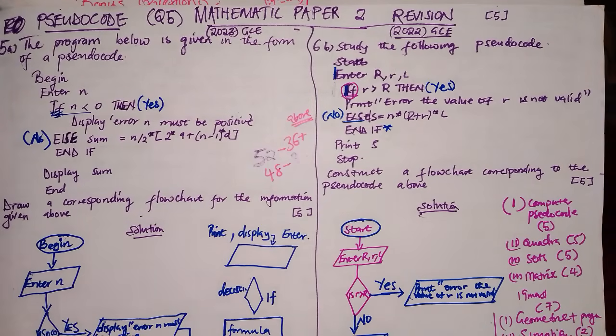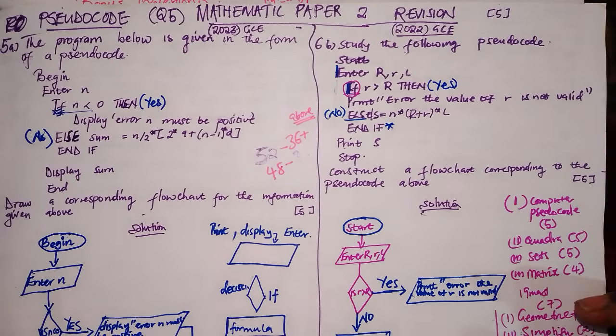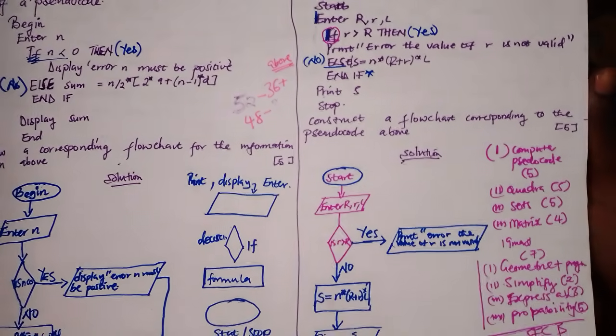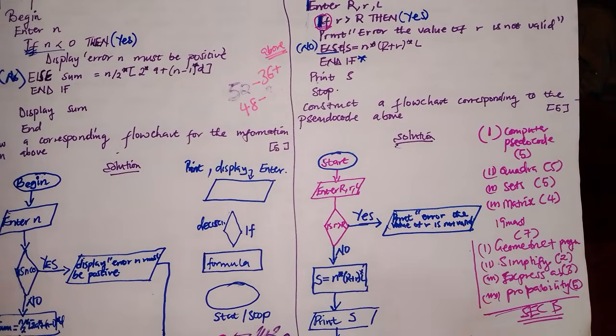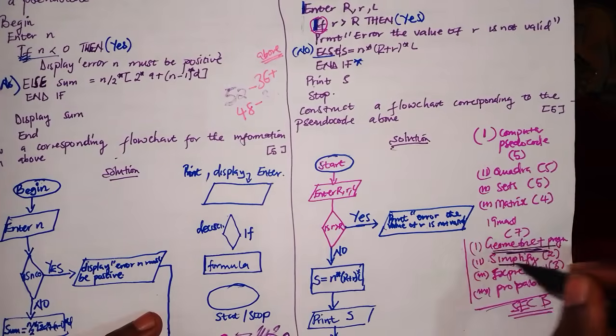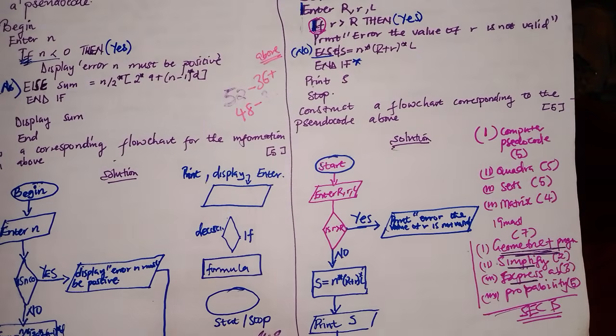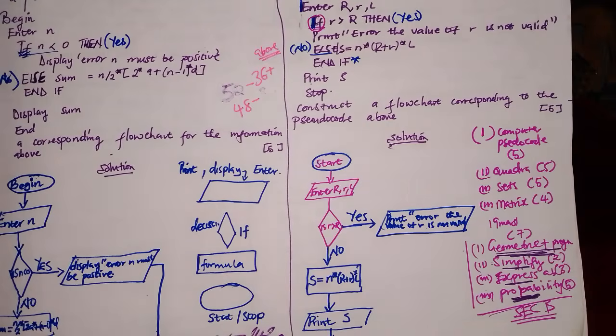So in our first class we looked at computer, quadratic equation, and we also looked at sets and matrix. So in this video now, we are going to conclude the remaining 19 marks, how you can get the remaining 19 marks. Don't forget that geometric progression for paper 2 has a lot of marks, so make sure you solve this question, then simplify and express. We know that this is free 5 marks when you have simplified, you know how to simplify. Then probability is also another important topic.